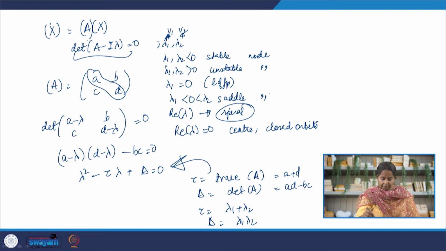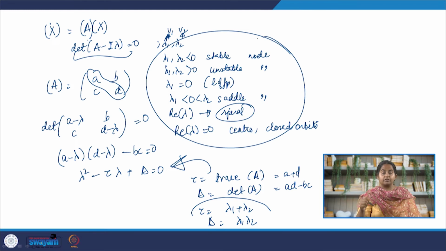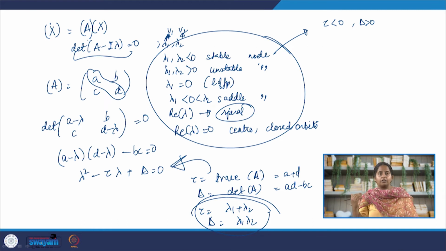Okay, so we can combine what we know about the behavior of our nodes according to lambda 1, lambda 2 into what we have now defined as the trace and delta, the determinant of our matrix A. Let's look at the first situation, when we have a stable node. When we have a stable node, lambda 1 and lambda 2 are less than 0, which means tau will be less than 0 because lambda 1 plus lambda 2 will be less than 0. However, the determinant will be greater than 0. So if tau is less than 0 and the determinant is greater than 0, then we might be dealing with a stable node. Not exactly, but we might be. Now let's look at an unstable node situation. Both lambda 1 and lambda 2 are positive, which means tau is positive and delta is positive, because lambda 1 plus lambda 2 will be positive and lambda 1 times lambda 2 will be positive. Then we might be dealing with an unstable node.